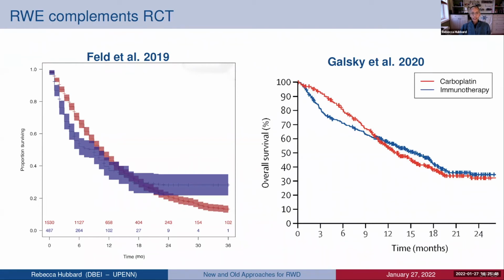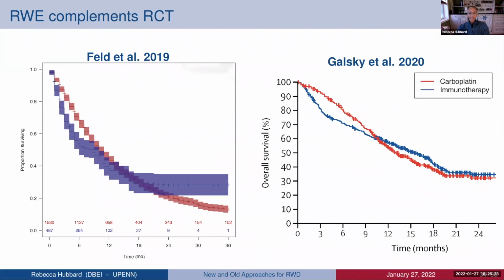I would argue that we shouldn't think of this as potentially using real-world evidence to replace randomized clinical trials, but to supplement or complement or fill in the gaps in what we can do in an RCT. So on this slide, on the left, I'm showing you the investigation that we conducted that was published in 2019 based on the Flatiron Health EHR data. I'm showing you the Kaplan-Meier curves for immunotherapy in blue and the carboplatin-based chemotherapy in red.